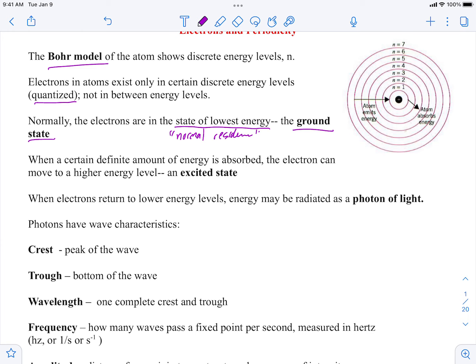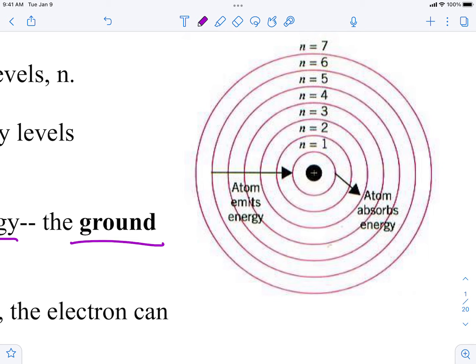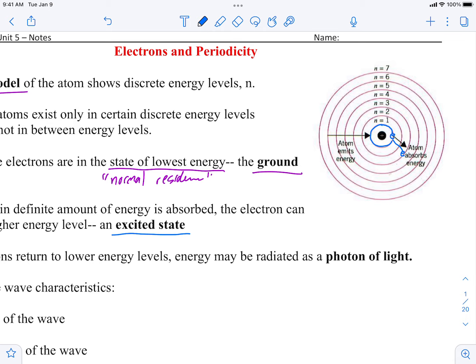Okay, so in an atom, electrons in any energy level can absorb energy. So let's say here we've got an electron in energy level 1, right? This first ring here is energy level 1. Well, electrons can absorb energy, and if they absorb energy, then they rise to some higher energy level. That higher energy level is what we call the excited state. Now, the excited state is temporary. It's very fleeting. It only exists there for a short period of time, like a fraction of a second, a hundredth of a second, like.